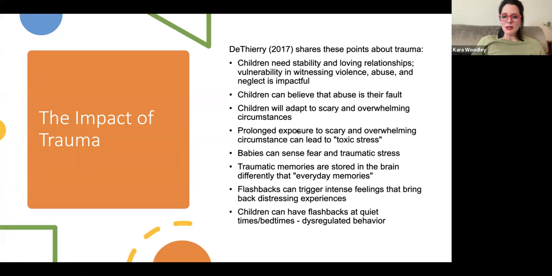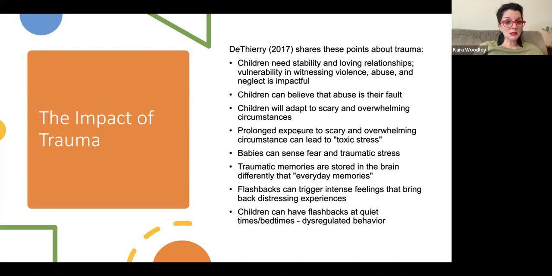So looking at trauma again. We need to be aware that trauma can happen to both children and adults, but also often with the children, when children are exceptionally vulnerable in witnessing violence, abuse, and neglect, that can be a source of trauma. Children can believe that abuse is their fault. Children will adapt to scary and overwhelming circumstances. And remember, I told you it changes the brain. And so prolonged exposure to these scary and overwhelming circumstances can lead to toxic stress.